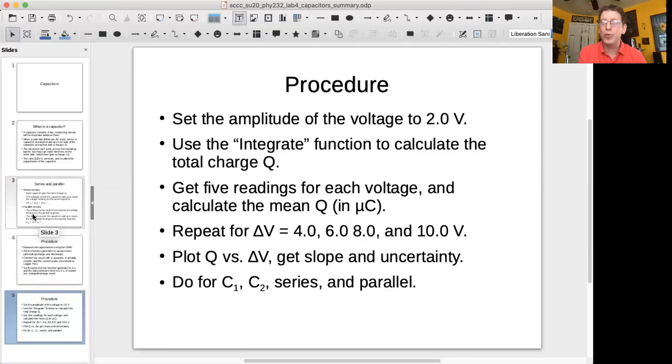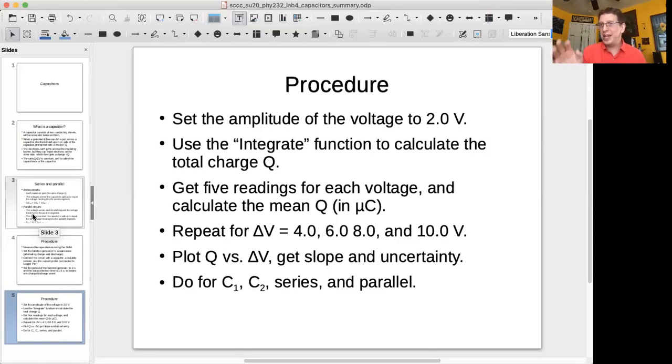But when you get a clean reading, where you can clearly see either a charging event or a discharging event, and the random noise is not 0, but small enough that you can see what's going on, you click the integrate function. And again, you're integrating over time, so that's the amount of charge that builds up.